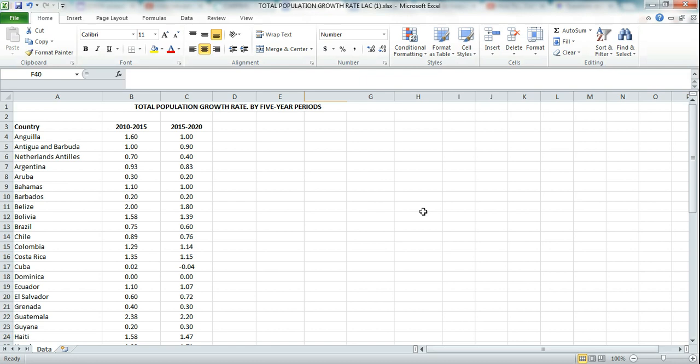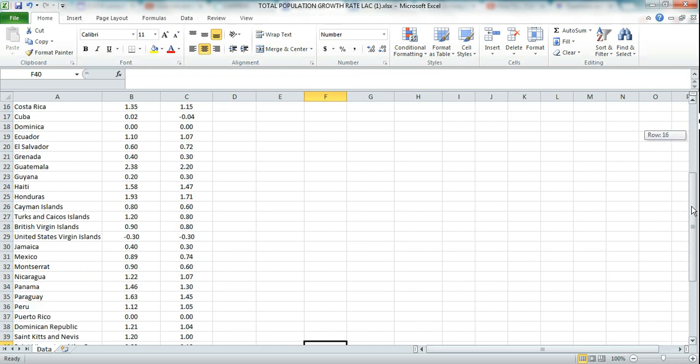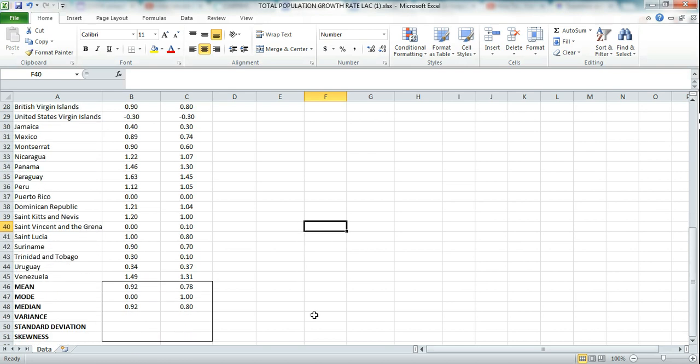Now, continuing from the previous video where my focus was on measures of central tendency, I am going to continue my discussion on measures of dispersion. And if you notice as well, let me scroll down to the end. I have actually added some other components. Initially, it was mean, mode, median, and standard deviation. I have, however, added variance and skewness. I'm going to be showing you guys how to do that in Excel and also how to interpret it.